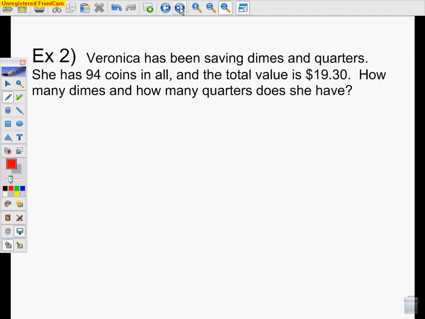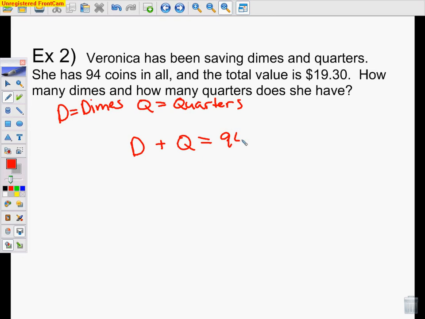Alright, here's another problem. Veronica has been saving dimes and quarters. She has 94 coins in all, and the total value is $19.30. How many dimes and how many quarters does she have? Well, if I let D equal the number of dimes, and Q equal the number of quarters, I know the number of dimes plus the number of quarters has to equal 94 because the problem said we had 94 coins.